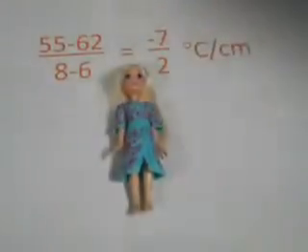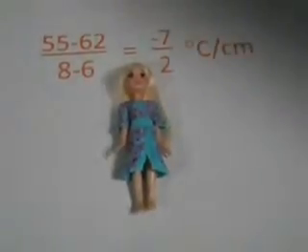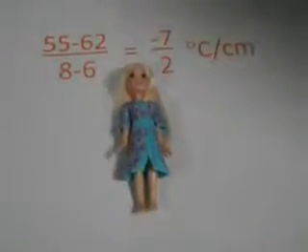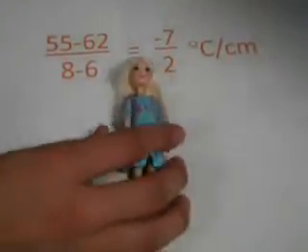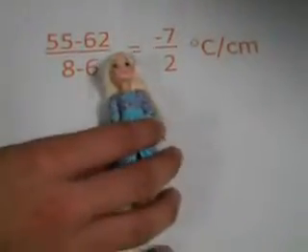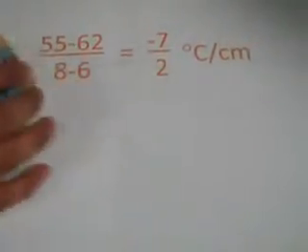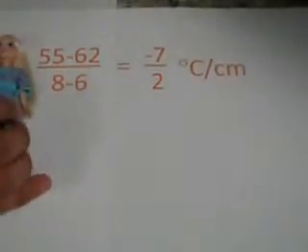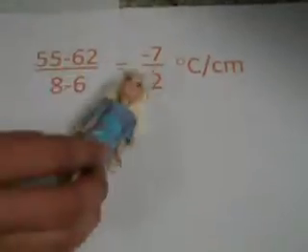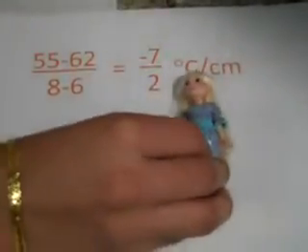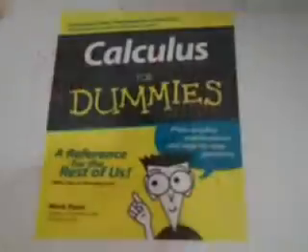Indicate units of measure. In order to discover this answer, you have to use y2 minus y1 over x2 minus x1 because you need to estimate it. So you take the numbers 8 and 6 off the chart because you need to find T of 7. And then you get the answer negative 7 over 2 degrees Celsius per centimeter.